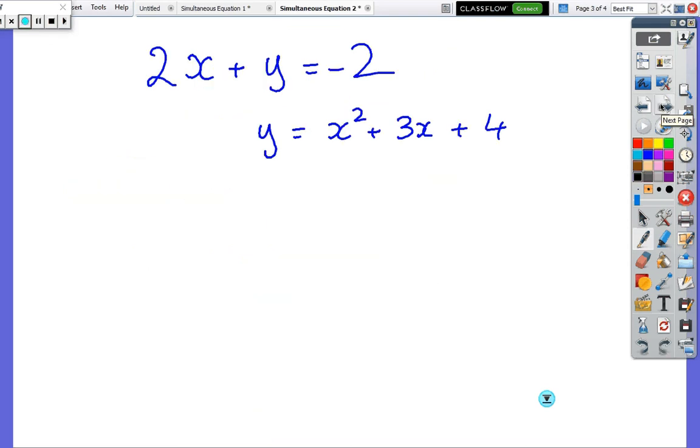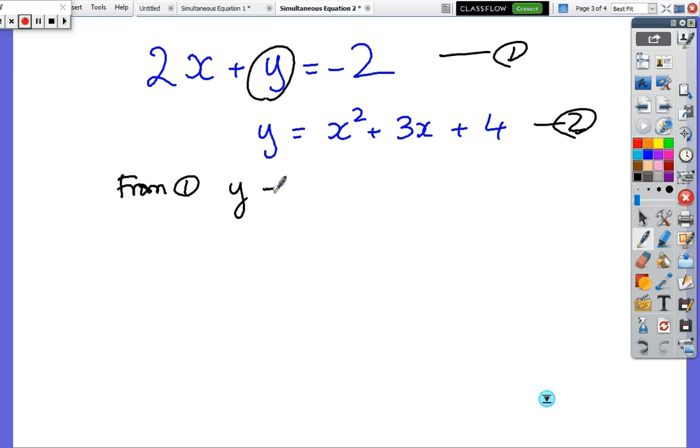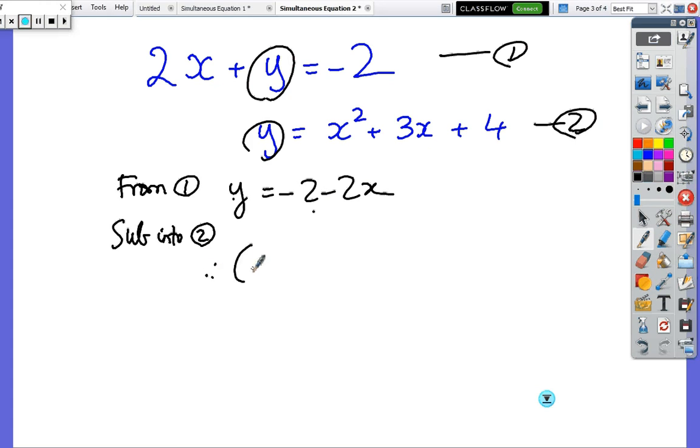Okay, so this is an example of a straight line intersecting with a parabola. So what we've got, basically, is a parabola and a straight line, so there's going to be two intersection points, hopefully. So that's equation 1, that's equation 2. So from equation 1, y equals minus 2 minus 2x, okay? And then we sub into equation 2. So y equals this, there's the y, so therefore, I don't need to put a bracket. Minus 2 minus 2x equals x squared plus 3x plus 4.